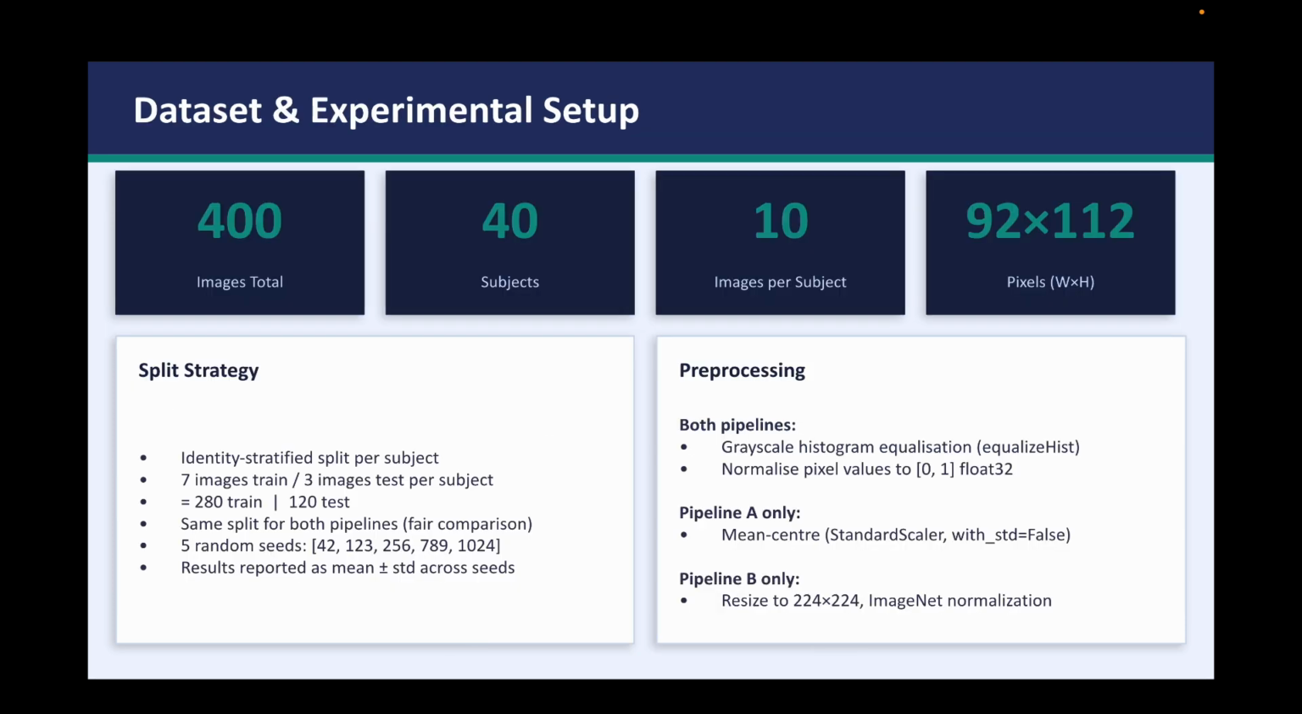So we evaluate both methods on the AT&T ORL dataset with only 400 grayscale images from 40 subjects with 10 images per identity at 92 by 112 resolution. We used an identity stratified split, 7 images for training and 3 for testing per subject, resulting in 280 training and 120 test samples. Experiments are repeated across 5 random seeds, and results are reported as mean and standard deviation. Both pipelines use identical linear SVM classifiers and five-fold grid search CV tuning. The only difference is the feature extractor. Therefore, any performance gap reflects the representational power of each approach.